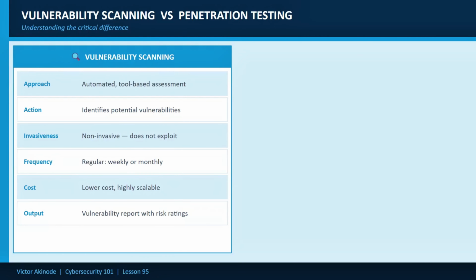Vulnerability scanning is automated and tool-based. It identifies potential vulnerabilities by checking for known issues. It is non-invasive, meaning it doesn't actually exploit the vulnerabilities it finds. It is performed regularly, typically weekly or monthly, as part of continuous monitoring. It has lower cost and is highly scalable. You can scan thousands of systems easily, and it generates vulnerability reports that list all findings.